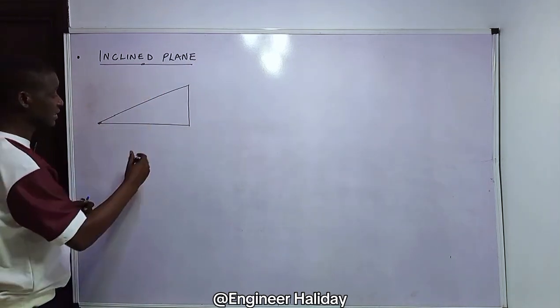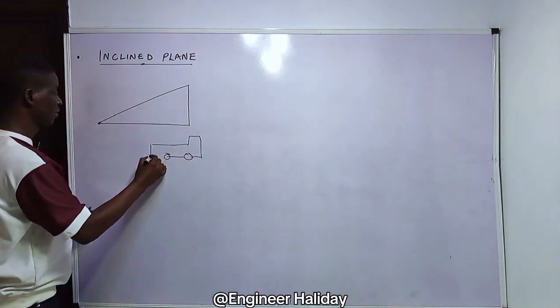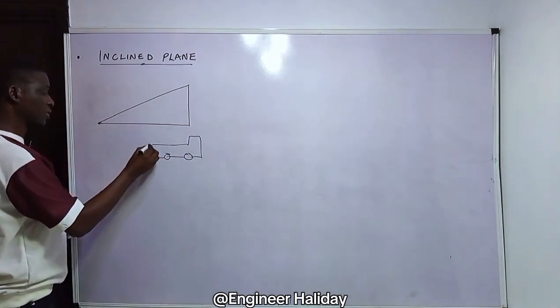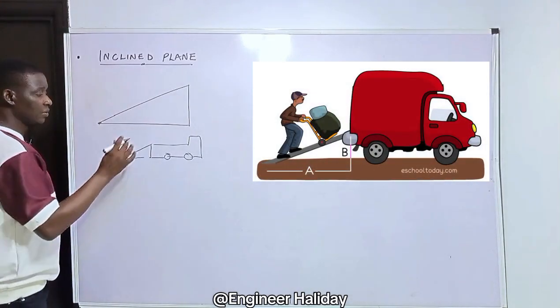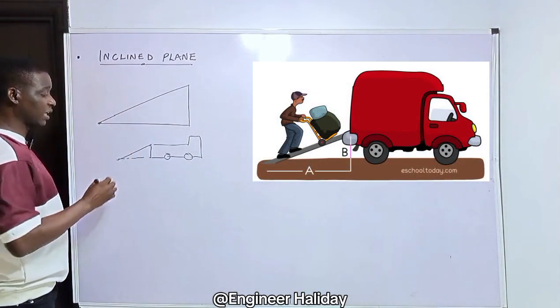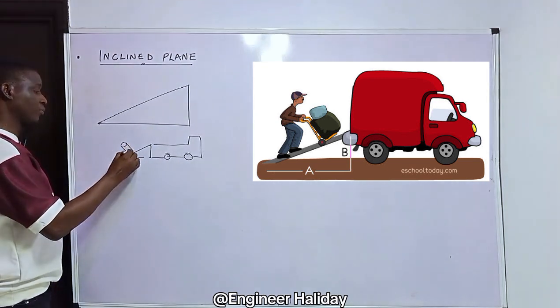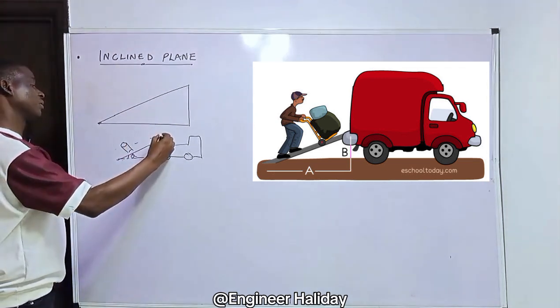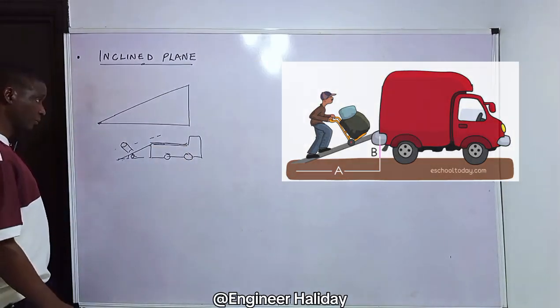For example, if you want to lift a drum of oil onto the floor of a lorry, you can use an inclined plane. Let's say this is a lorry, a rough sketch, and the drum is here. You can place an inclined plane at the back of the lorry at an angle to the ground and roll your drum up the inclined plane to the floor of the lorry, which is this part.